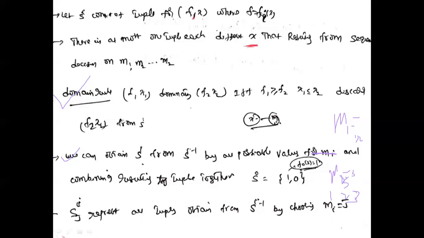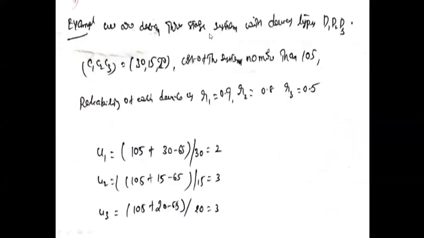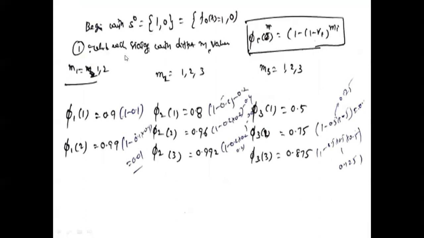So now we are calculating the sets, first starting with S^0. Our problem is the same as the previous one, with costs c1, c2, c3 equal to 30, 15, 20 and reliabilities r1, r2, r3, with upper bound values already calculated as 2, 3, 3. So we start with S^0 equal to (1, 0), f_0(x) equal to 1 and cost equal to 0.